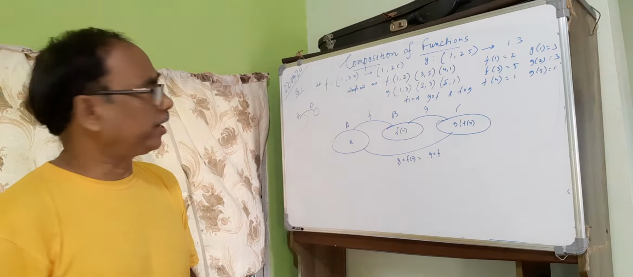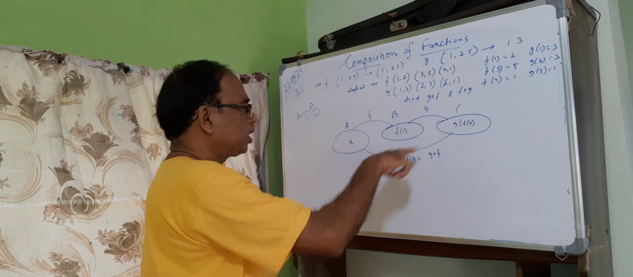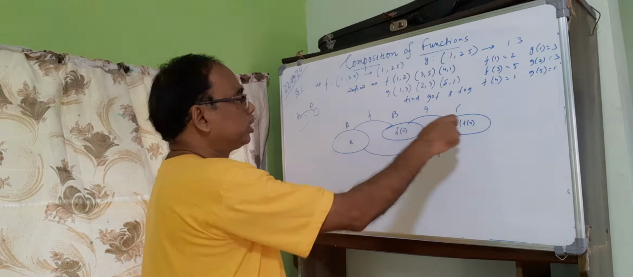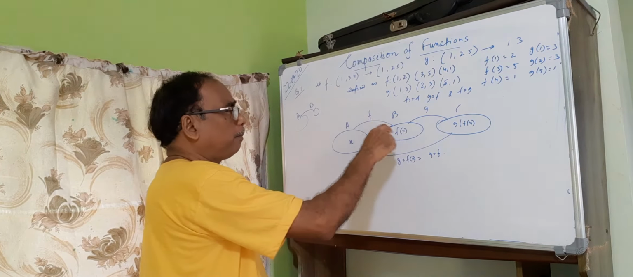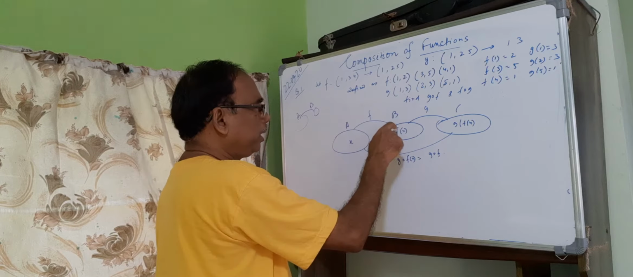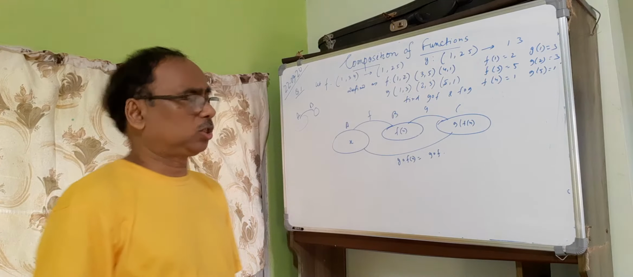Here let x be any element. Here A, B, C are three sets. Function F is from A to B and function G is from B to C, and in total that is the composition, that is A to C. It is from A to B, then B to C, and it is from A to C. That is composition of function.